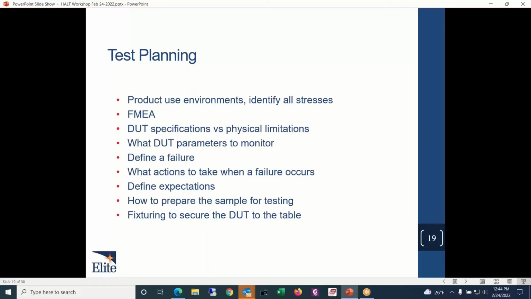These are all part of the planning process that we ask our customers to look internally and answer, so that when we meet and discuss our HALT plan with you, we've got a good structure and a good test to go forward.